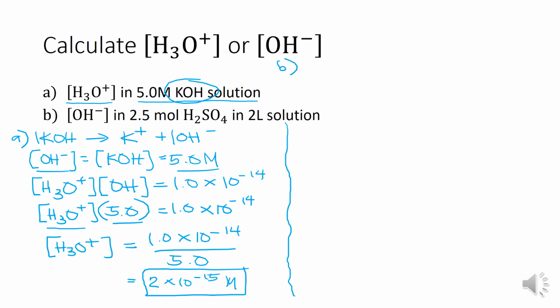In part B, we have sulfuric acid. So we have to calculate the concentration of hydroxide ion given 2.5 mole of sulfuric acid in 2-liter solution. Let's write the chemical equation for the reaction of sulfuric acid with water. So let's add that to water. One of the hydrogens in sulfuric acid will be given away to water to produce a hydronium ion.